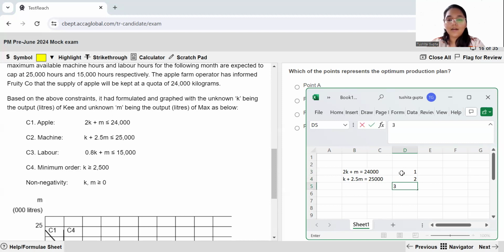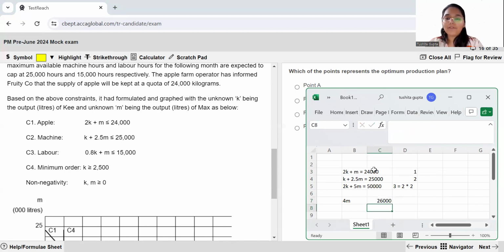Now, arriving at a third equation, which I have found using the second equation multiplied by 2. So 2K plus 2.5 multiplied by 2 gives you 5M equals 25,000 multiplied by 2 gives you 50,000. I've done nothing, I've just taken this entire equation and multiplied it by 2. So now I have equation 3 and I have equation 1. I'm just subtracting 3 and 1. If I subtract 2K from 2K, I am left with nothing, it's a 0. 5M minus M leaves me with 4M. And the right side is 50,000 minus 24,000.